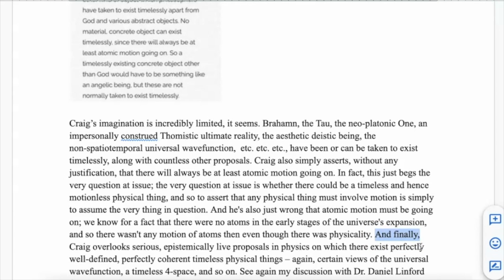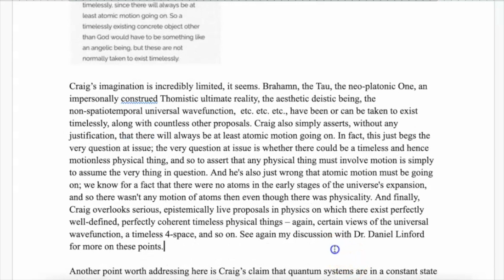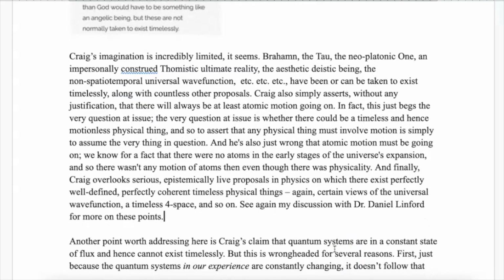And finally, Craig overlooks serious, epistemically live proposals in physics on which there exist perfectly well-defined, perfectly coherent, timeless physical things. Again, certain views of the universal wave function, a timeless force space, and so on. See, again, my discussion with Dr. Daniel Linford for more on these points.